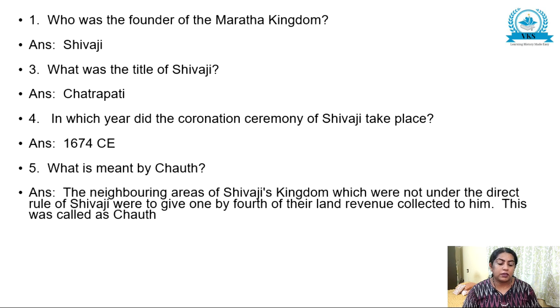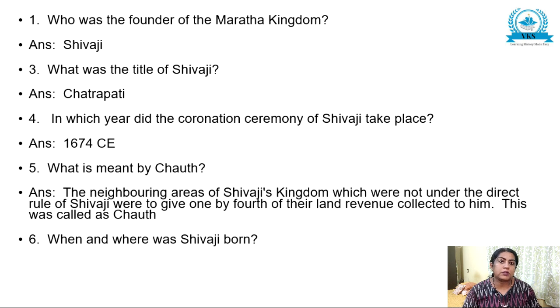The neighboring areas of Shivaji's kingdom, which were not under the direct rule of Shivaji, had to give 1/4 of their land revenue collected to him. This was called as Chowth. So basically, Chowth is a land revenue introduced by Shivaji, which is 1/4.